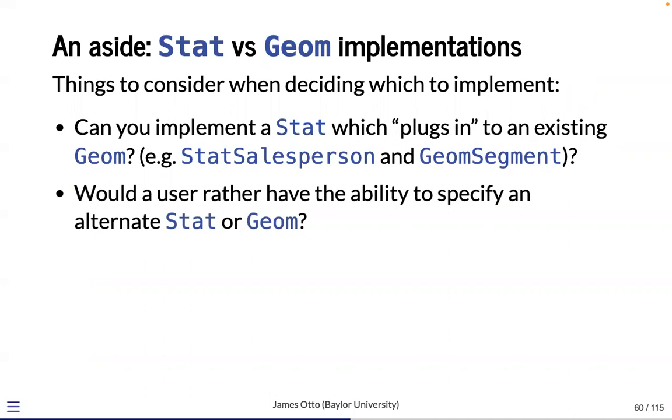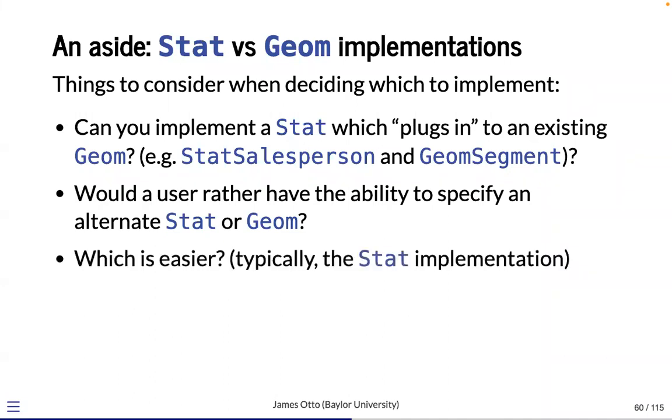Another consideration is, what does a user want? Geoms and stats have prescribed pairings, stat smooth and geom smooth are used together, but it's easy for users to override that. So think about what your user would rather be able to do. Would they rather use my logic as a stat or a geom? Are there use cases to pair this logic with a different stat or a different geom? That's something to keep in mind.